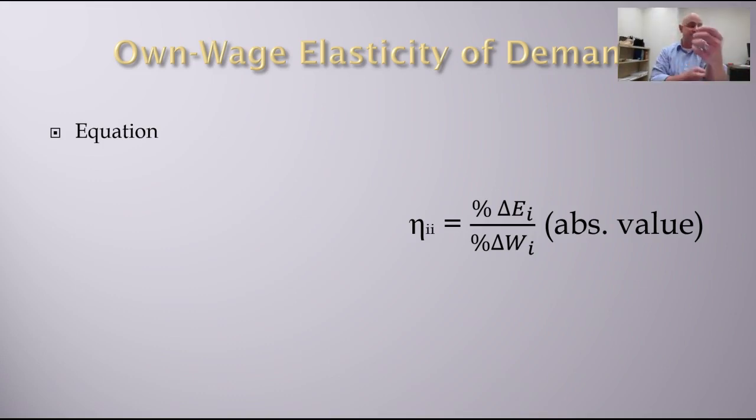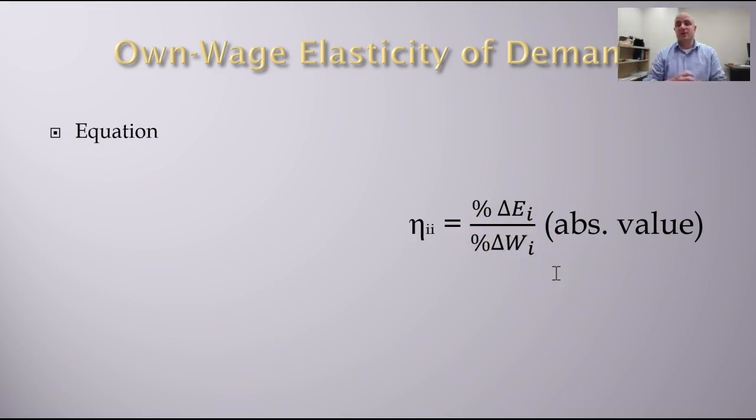The own wage elasticity of demand measures how responsive is the number of workers demanded to a change in the wage. Here we have the equation, and this is the symbol of eta, the Greek symbol. The elasticity of labor input i to a change in wage i, so the own wage elasticity, is going to be the percentage change in the employment of that labor unit divided by the percentage change in the wage of that labor unit.